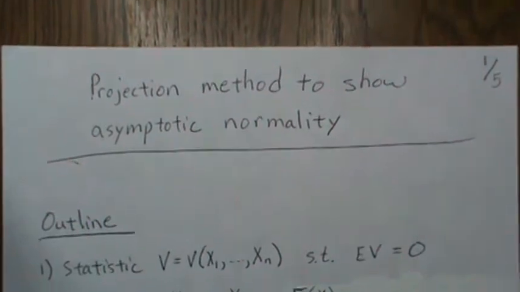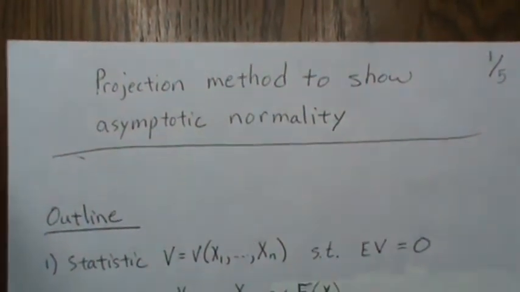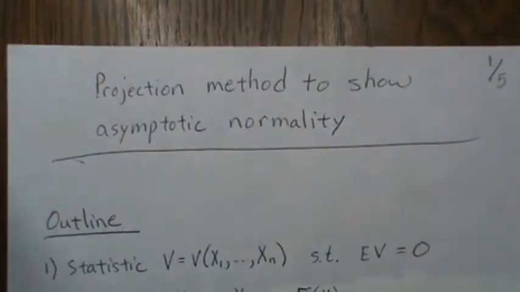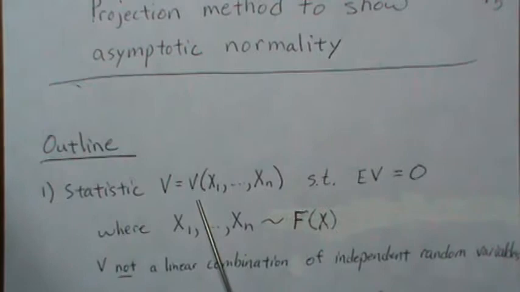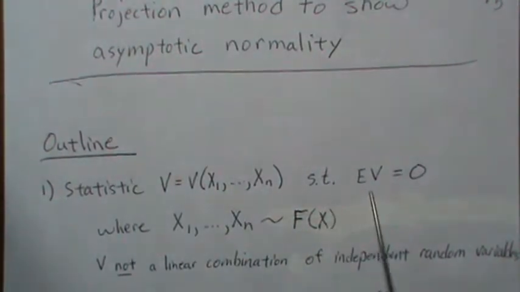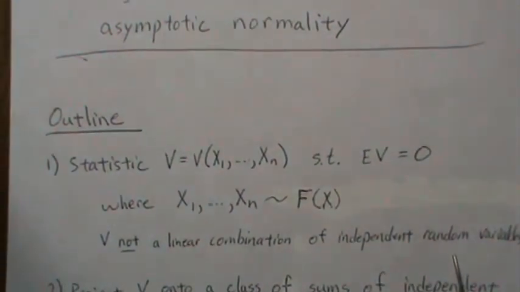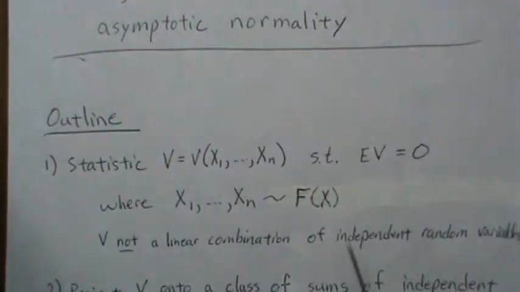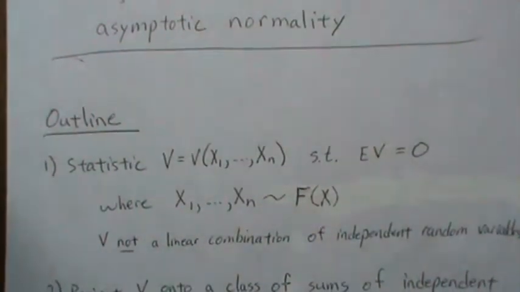And to keep the video reasonable in length, some of these we're not going to derive, but we'll do it in another video. So the general outline is we have a test statistic V such that the expected value is 0. Data comes from some distribution, and V is not a linear combination of independent random variables. So we can't use the central limit theorem to say that V approaches normality.